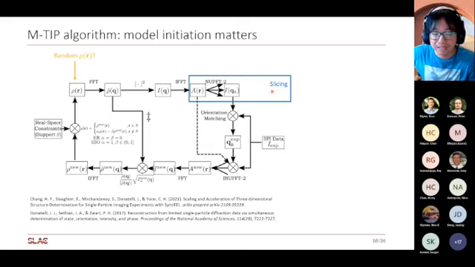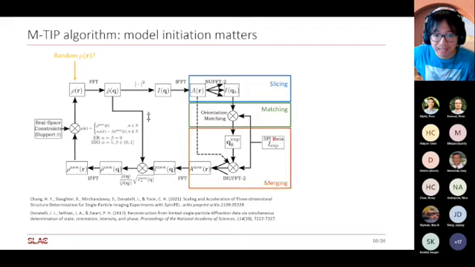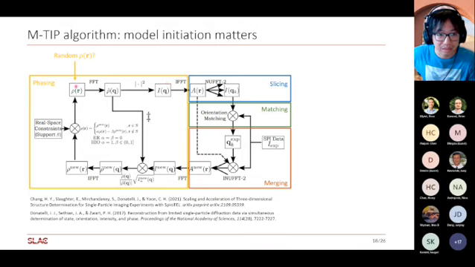Then the generated slices just means the diffraction patterns in this case. So we can compare the generated slices with experimental diffraction patterns, and basically by doing that, we are estimating the orientations for the experimental images. And once we estimate their orientations, we can assemble them together into the 3D intensity map, and then we feed them to the phase retrieval loops. So this is called the MTIP algorithm.